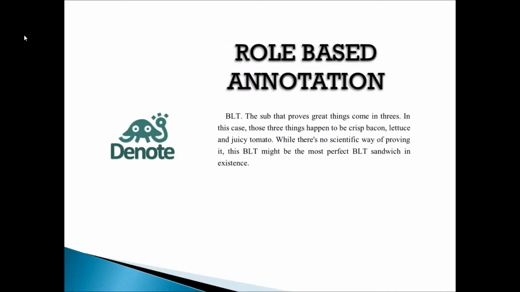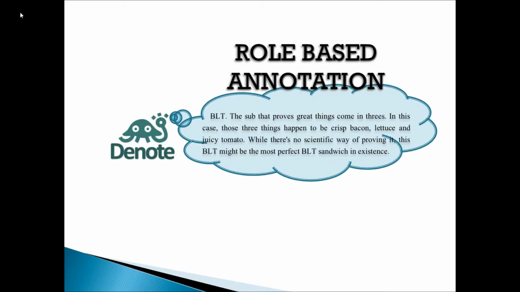So what makes Denote a little different from other semantic taggers is that it's role-based, in that not only is it trying to disambiguate the text and link it to its top level surface form, but it's also trying to figure out the role or context of that text. So let's annotate the following text, and let's see what we get.